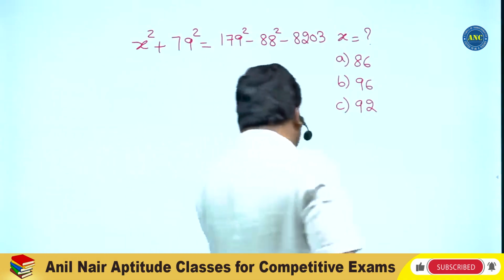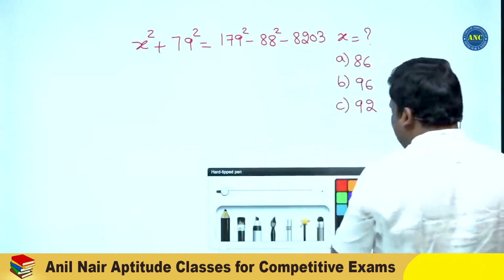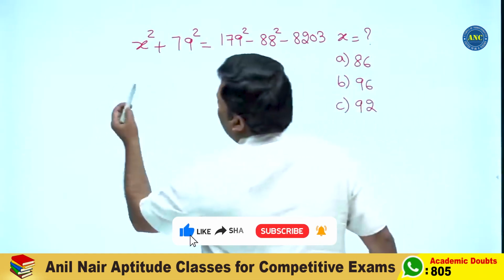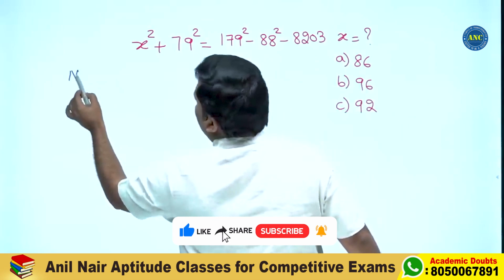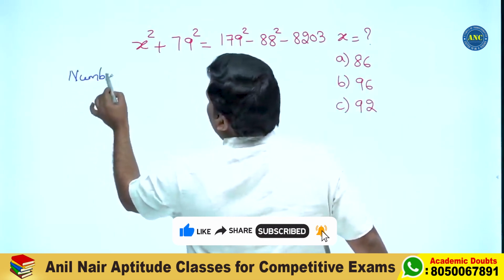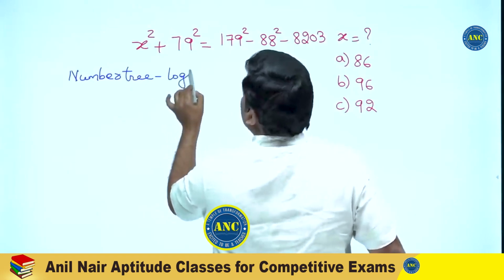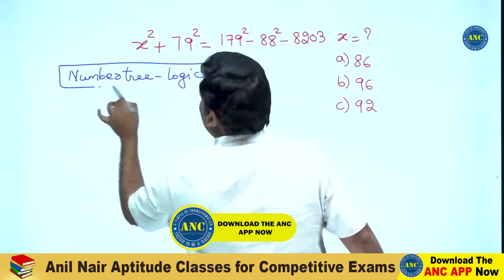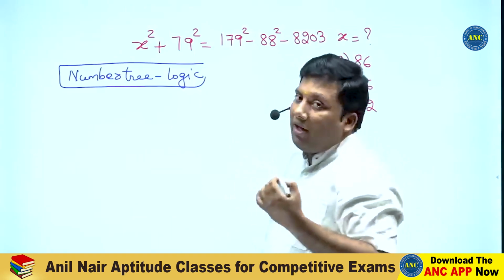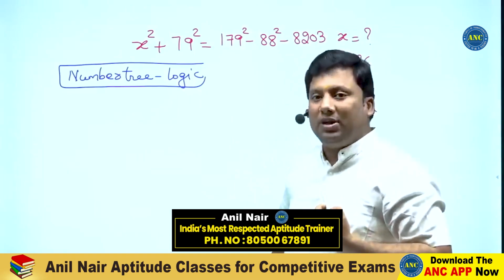X is equivalent to. Now listen carefully, sir. The first logic which we did was the number tree logic. If the examiner is a very smart guy, if he has given all the options even, then number tree probably will not be the best logic.